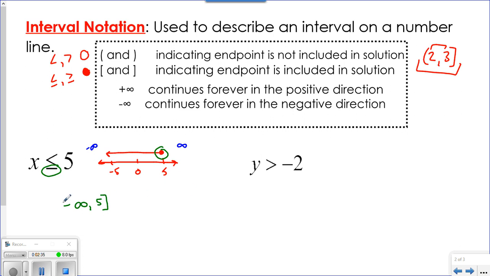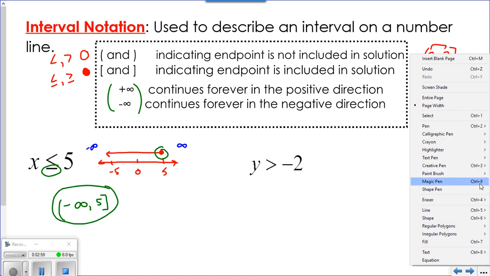Now, infinity itself isn't really a number. It's more a concept that we keep going further and further in that direction. So I can't put a bracket to latch onto that specific value. Instead, we put a parenthesis. Positive or negative infinity always get parentheses around them. We will never put a bracket on there. So the interval for this specific inequality is (negative infinity, 5].